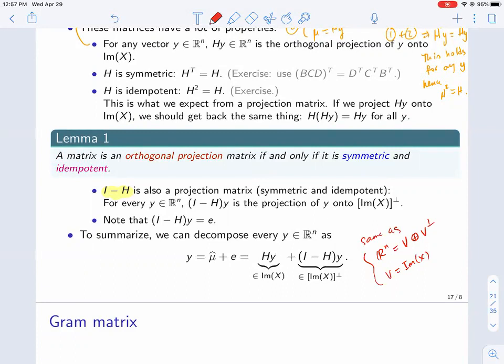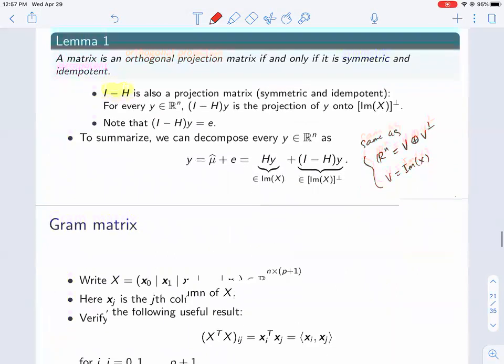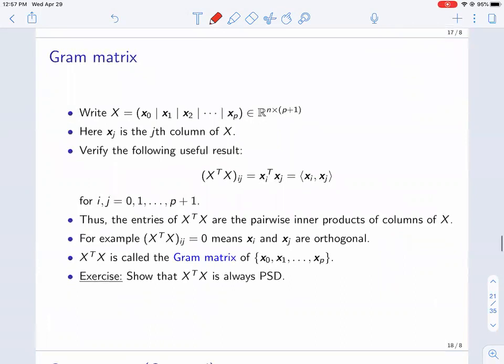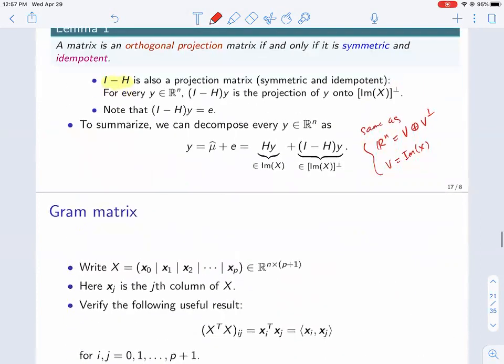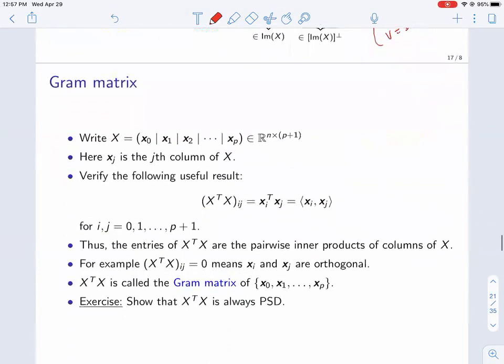Okay. If not, let's move on. So the Gram matrix is just a notation that I'm going to mention, and it's going to be useful for us. But I'm not going to spend too much time on it.